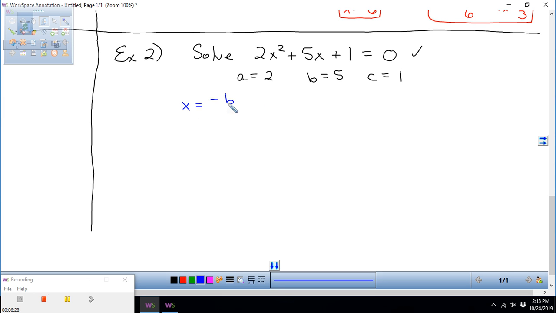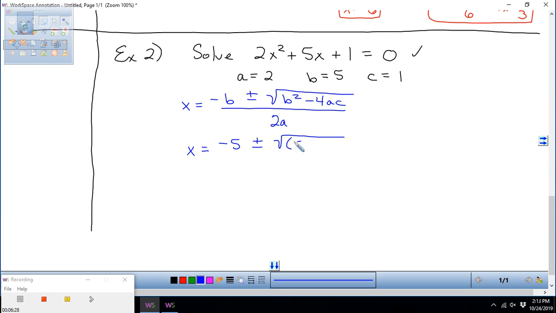So plugging into x equals the opposite of b plus or minus square root b squared minus 4ac, all divided by 2a. So the opposite of b is negative 5 plus or minus square root 5 squared minus 4 times a, which is 2, times c, which is 1, all divided by 2 times a, which is 2. And now we go through and simplify.